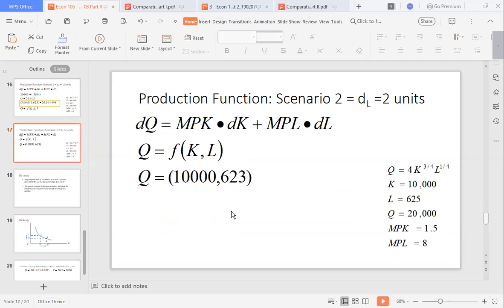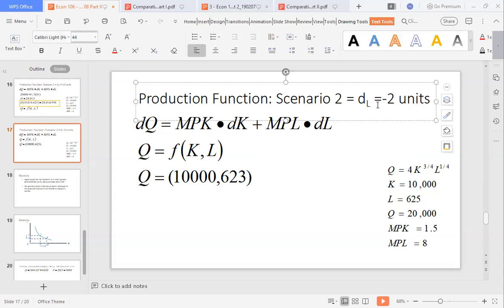So for your exercise, again, as an incentive, you can provide me both the estimate and the approximation when we decrease our labor to 2 units. So there is negative 2.